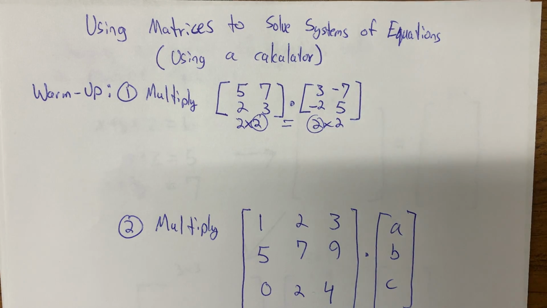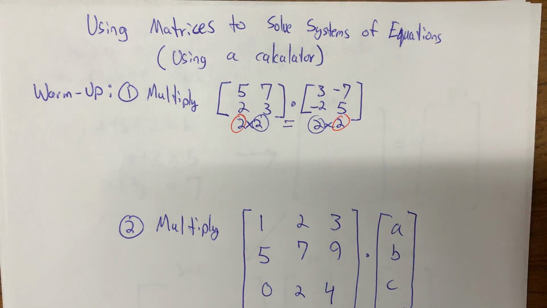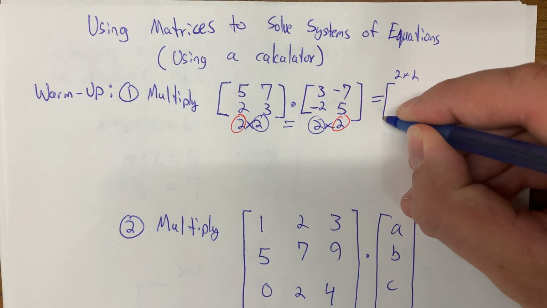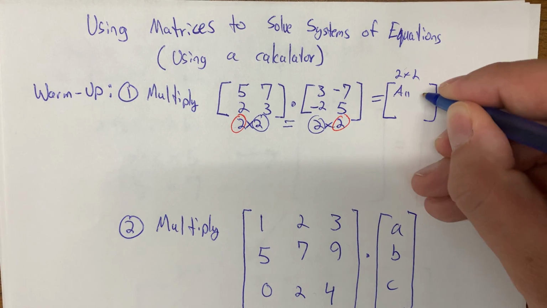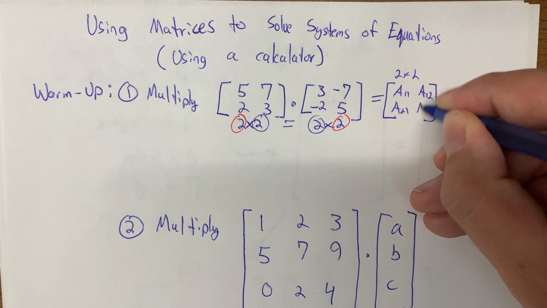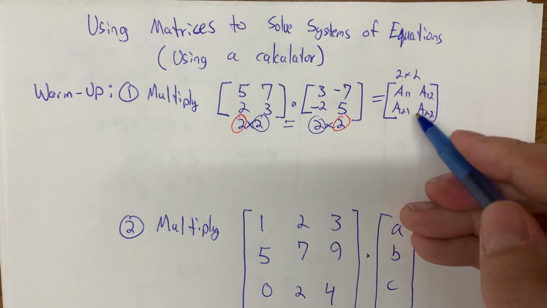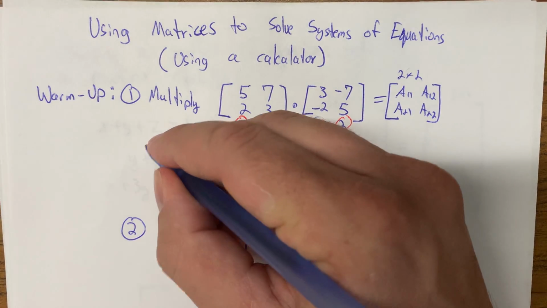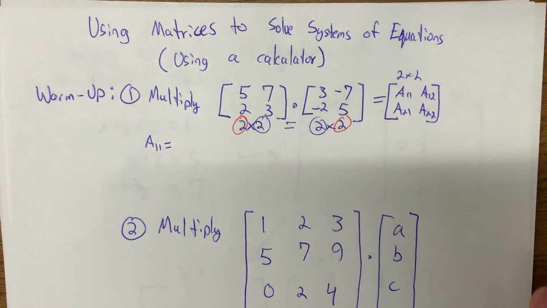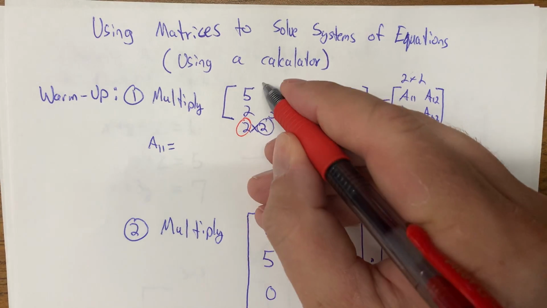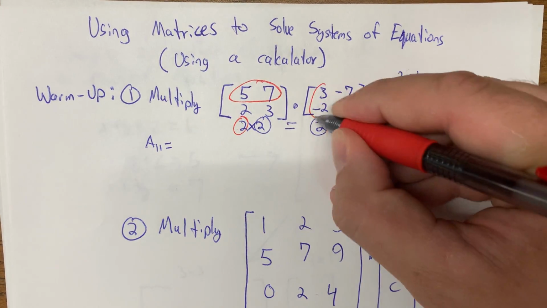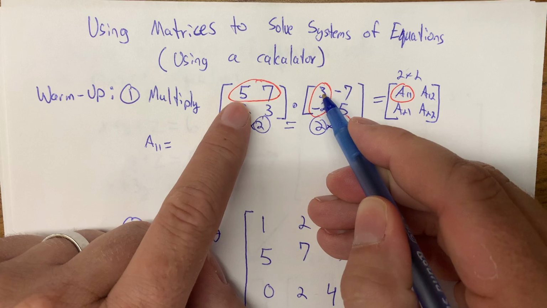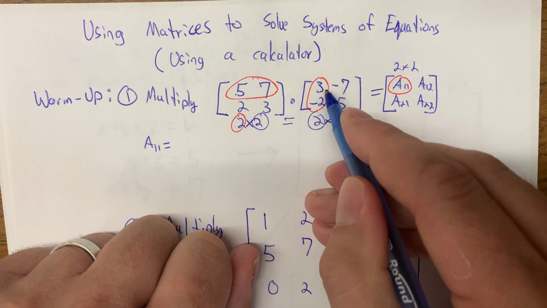And the leftover dimensions are the dimensions of the answer, so 2 by 2. So this will have A11, A12, A21, A22. These will be the 4 elements. So what are these elements equal to? Well, hopefully you see that A11, the way we get it, matrix multiplication is weird. The way we get it is we multiply the first row times the first column, and that will give us the first row, first column. And the way we multiply a row times a column is we multiply the corresponding elements. So the first thing in the row times the first thing in the column.